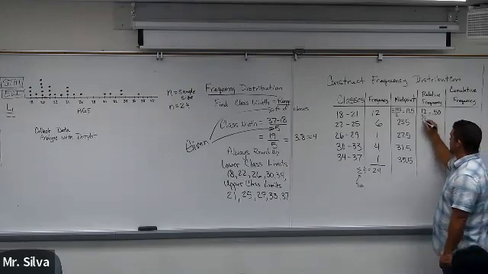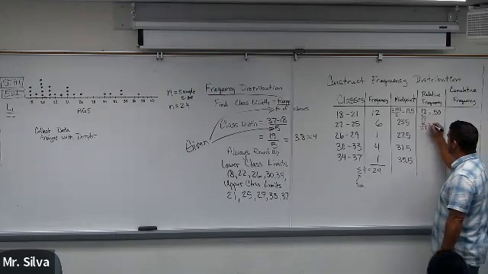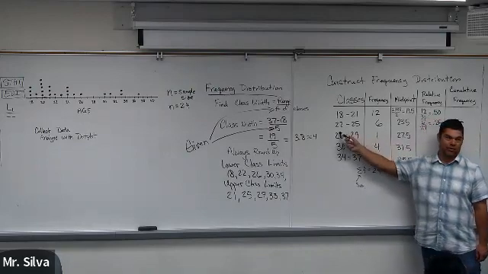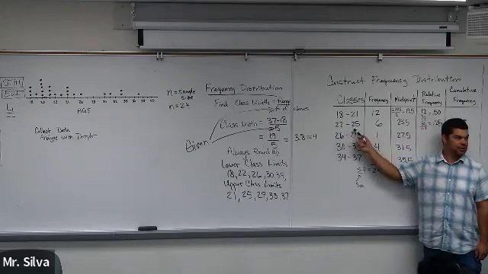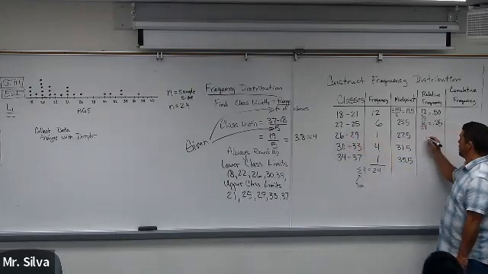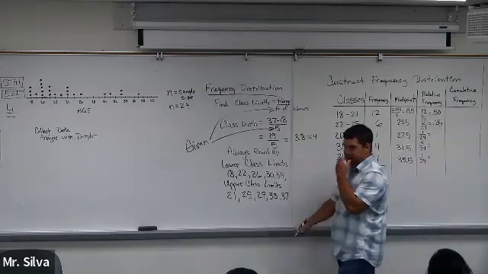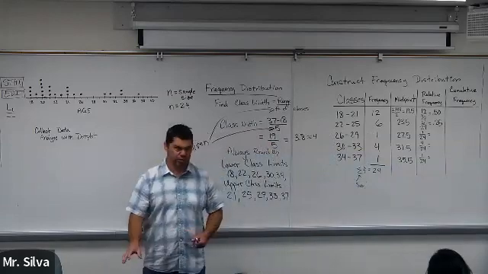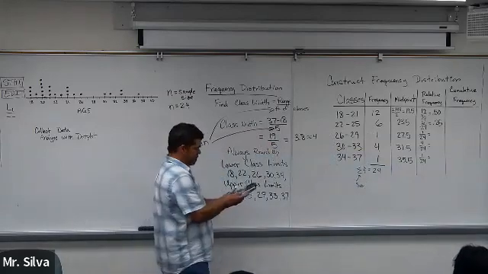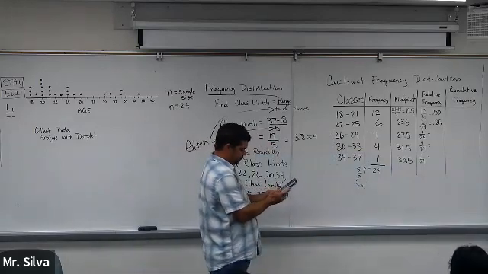Next number, 6 divided by 24. 25% of students are 22 to 25 years old. 1 out of 24, 4 out of 24. So this just gives us our percentage for each group. I'll put those on the calculator.